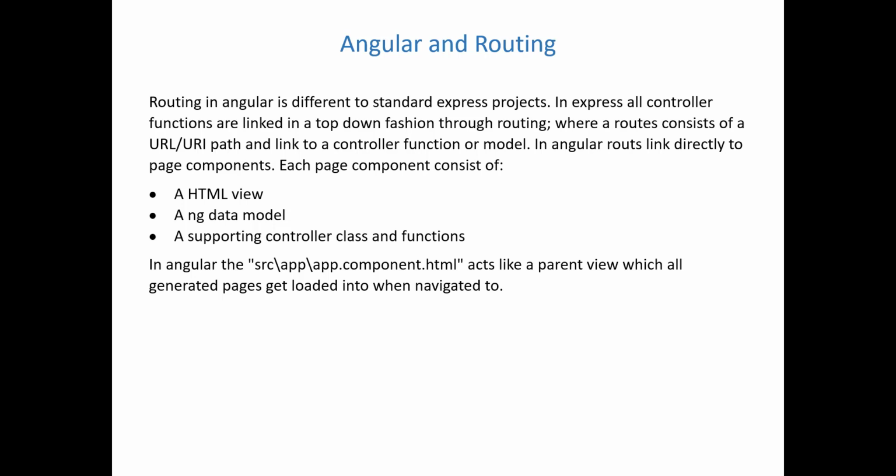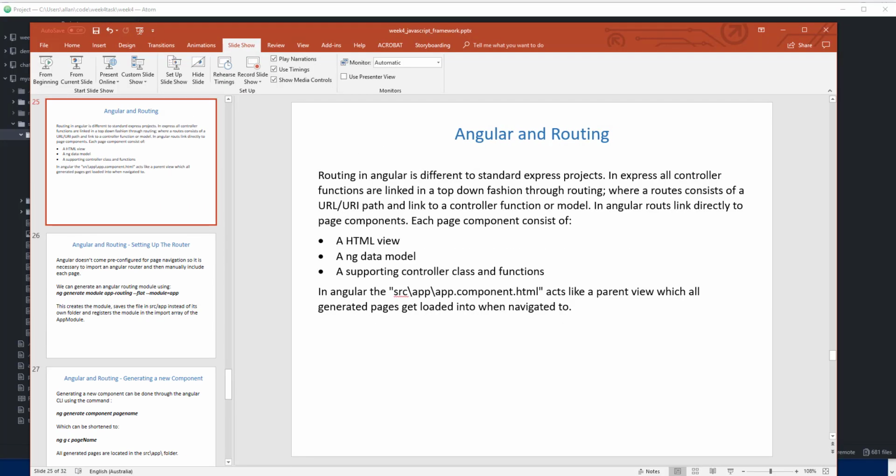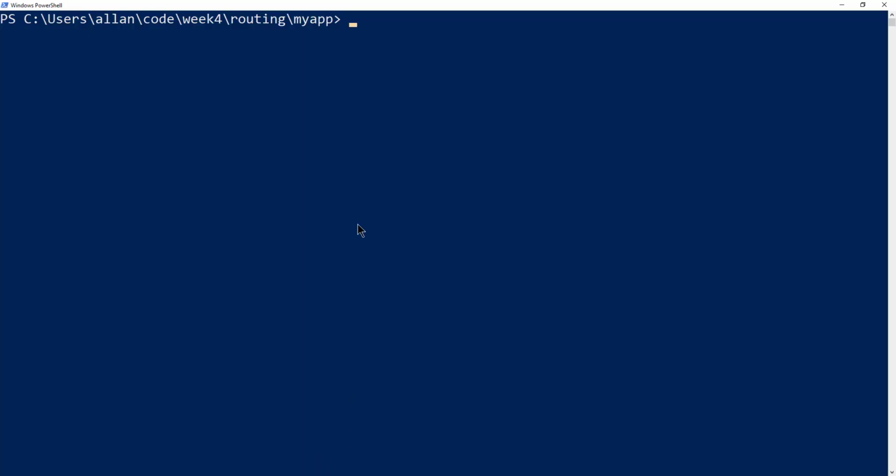The app component acts as a parent view for your application, and routes will dynamically be loaded into a section of your parent view, and we'll have a look at this in a moment. To create a new routing module, we need to use the Angular CLI command. So let's go and have a look at this and see what we need to do to generate a new routing module.